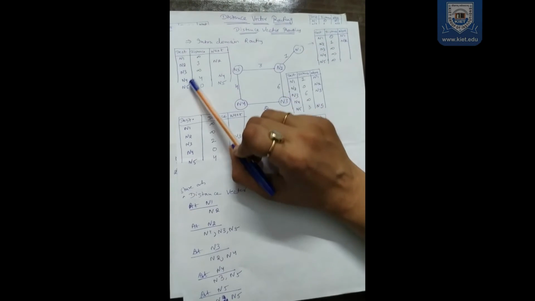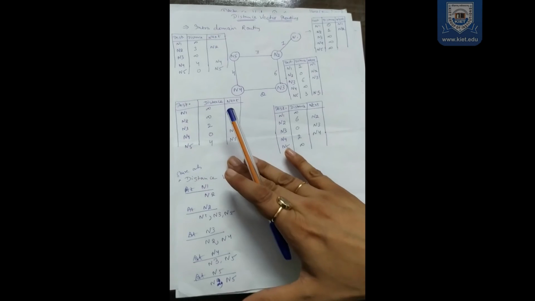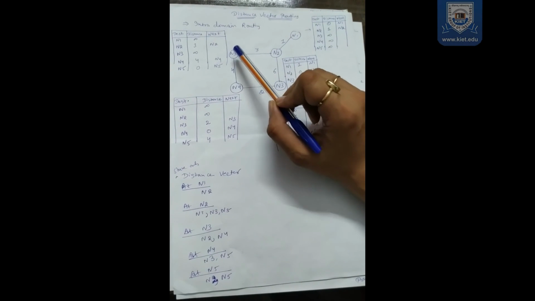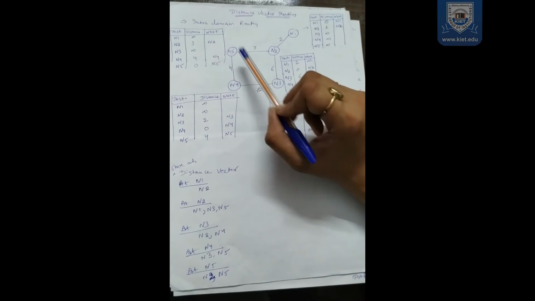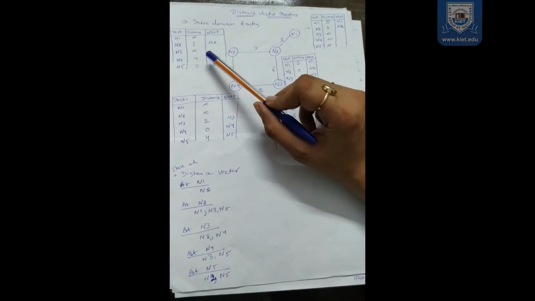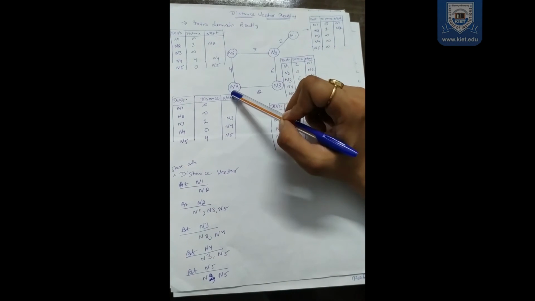The final, last node is N5. It will calculate the distance from every node and it will get infinity from N1, 3 from N2, infinity from N3, 4 from N4 and 0 from N5.